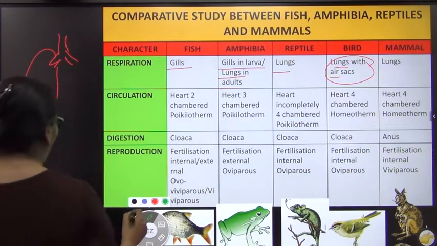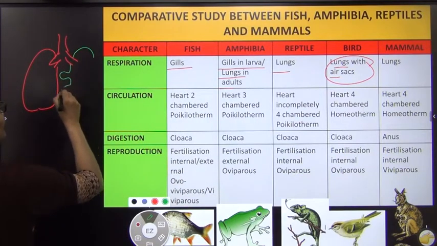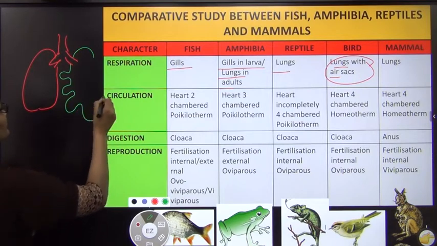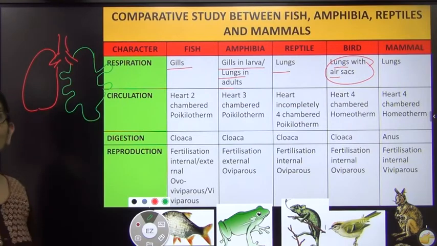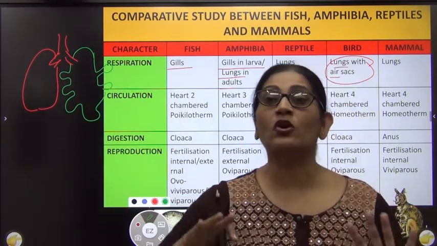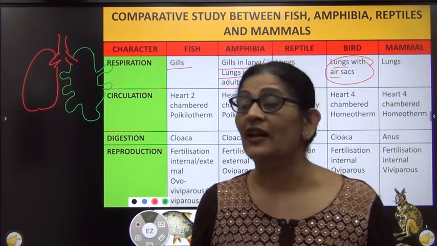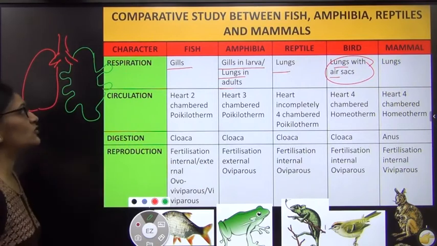So what happens in them, this is your lungs, but what happens, in lungs you have such branches, these are called as air sacs. This increases the surface area of the lungs, right? इससे lungs का surface area बढ़ जाता है, which allows them longer flights effortlessly. So यही यहाँ पर आपका लिखा है. I'm going to show you each one of them जब मैं आपको individually पढ़ाऊंगी.